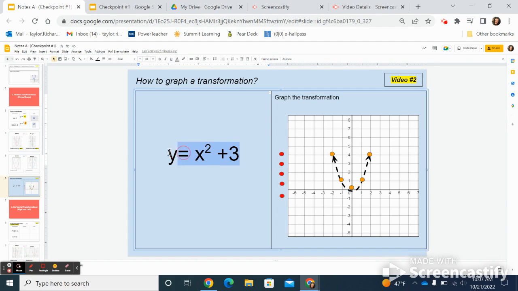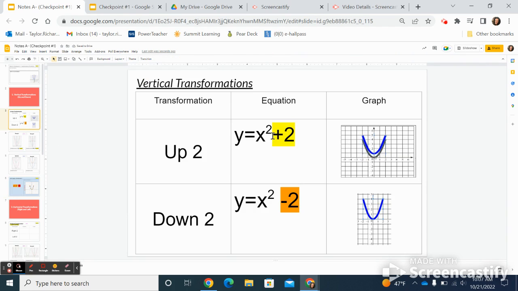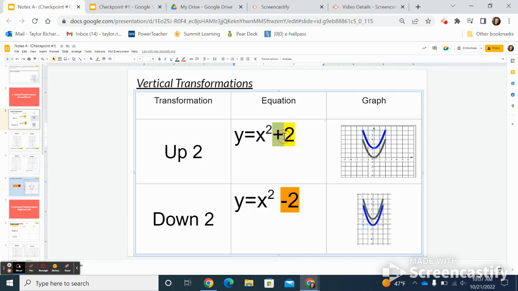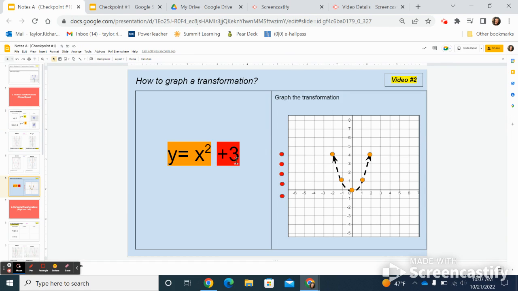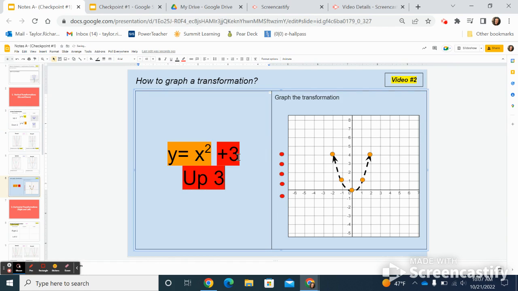So hopefully you remember from video 1, looking at this equation, this is our parent function where we start. So actually, I'm going to put this in orange because this part right here matches my orange graph over here, my orange points, right? That's my parent function, my starting point, which has a starting at 0. You have to ask yourself, what does this mean? What does plus 3 at the end mean? Well, from our notes, whenever I see a plus sign, that means I'm going to be going up, and then by how many? So plus 3 means that I'm going up 3.